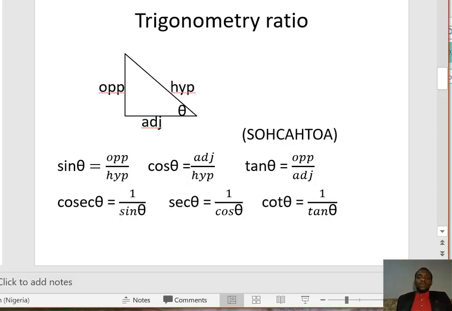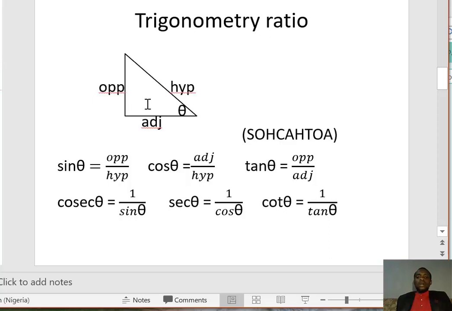The right angle triangle, if you look at it very well, we said one of its angles is 90 degrees. So we are going to be treating it. I will be looking at two ways in which we can easily solve any questions pertaining to the right angle triangle. The first one is the trigonometry ratio, a very simple way of solving any problem involving the right angle triangle.